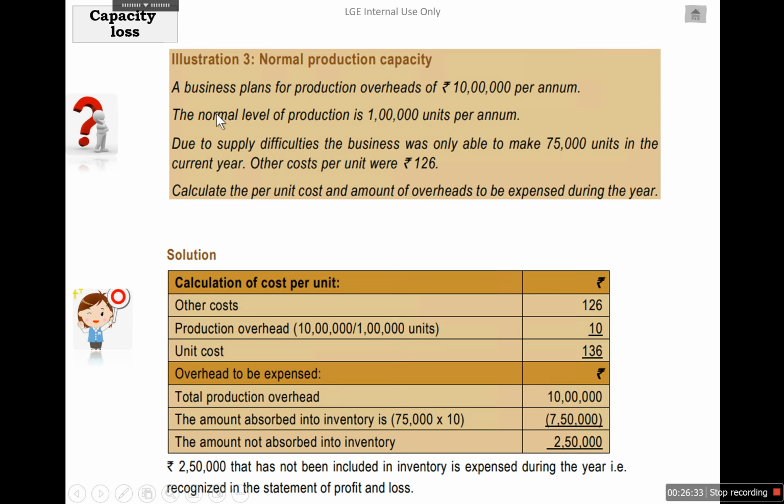It is asking for the amount of overhead that we need to expense. If we check, the normal level of production is 1 lakh, so there is a decrease in production. The actual production that we have achieved is only 75,000, so there is a decrease of 25%. The fixed overhead is 10 lakhs per annum, so we will reduce the fixed overhead by 25%. So the amount not to be absorbed by the inventory is 2 lakh 50,000, which is 25% of the fixed overhead.